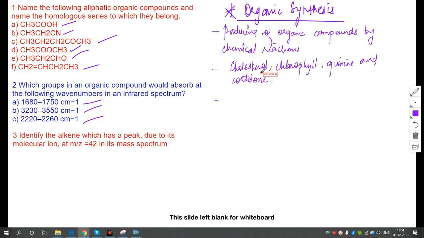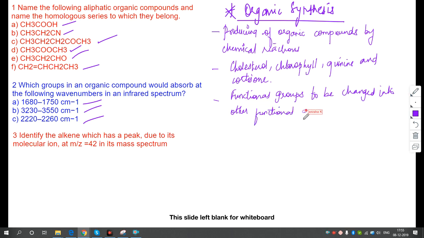Now, the synthesis of organic compounds needs functional groups. And what are functional groups? Name me some functional groups. Alcohol, ketone, aldehyde, carboxylic acid. So these are the functional groups.